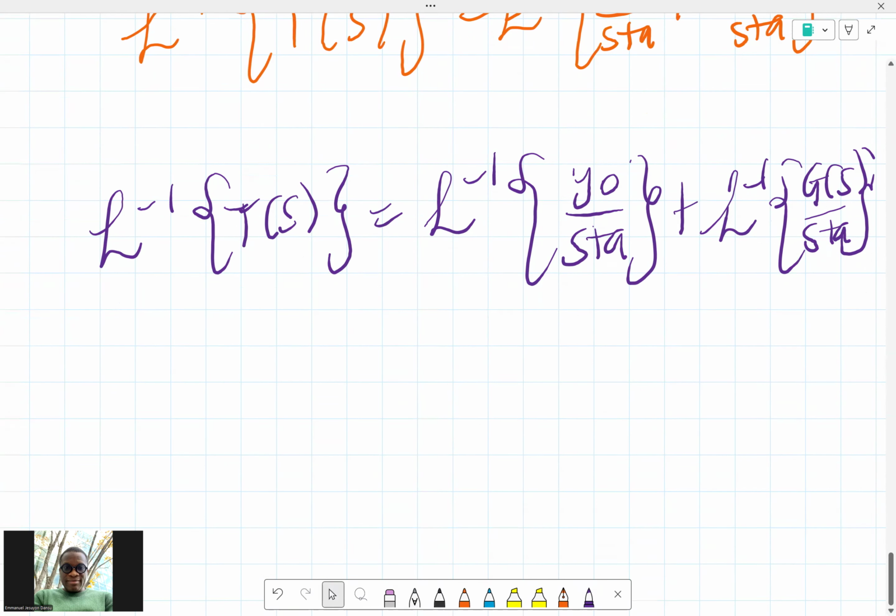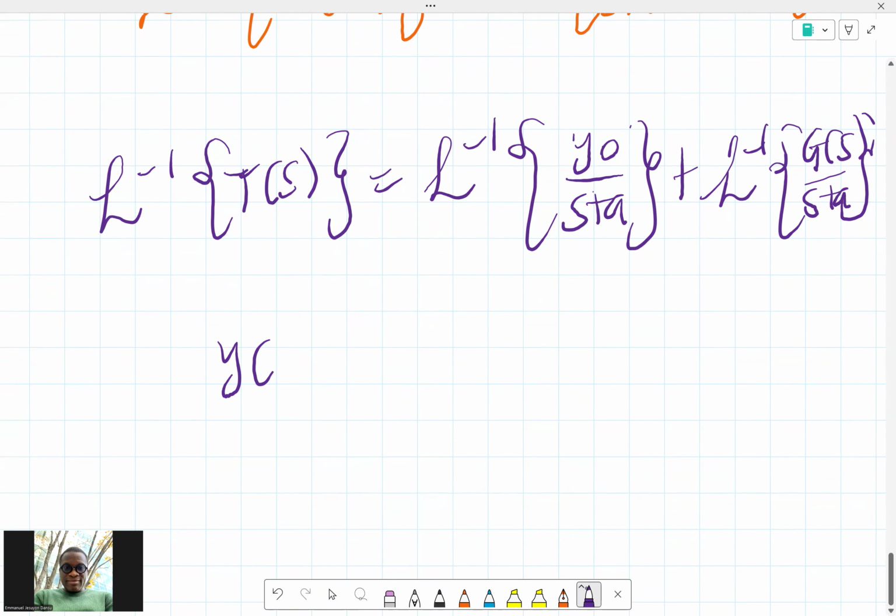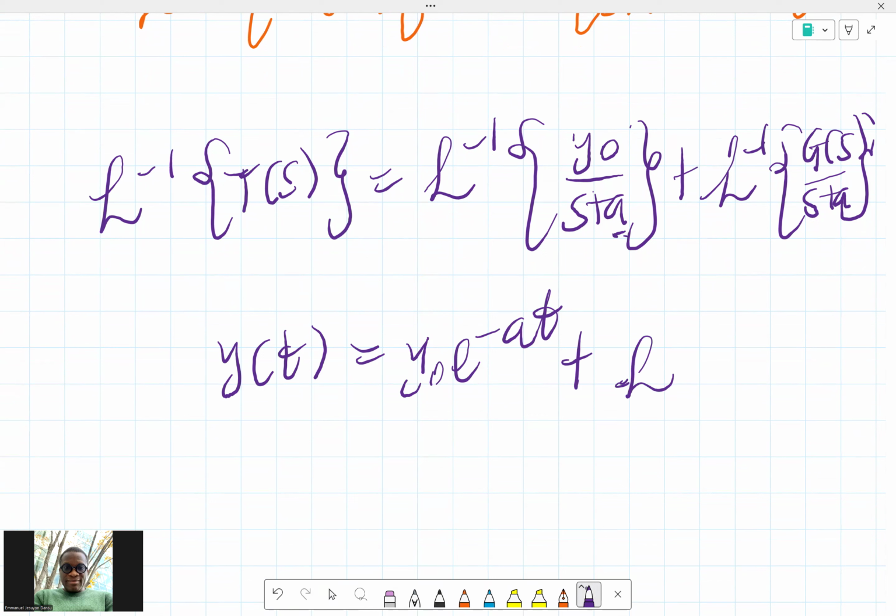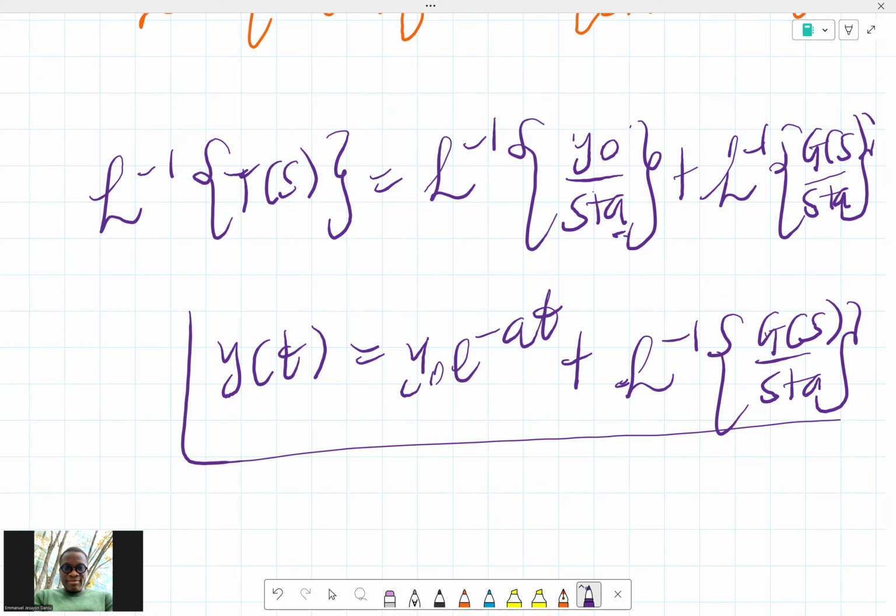So now Laplace inverse of y of s can just simply be y of t, and this is equal to Laplace inverse of y naught. Y naught is constant, so we just say y naught e raised to power minus at because of this a. We know the pattern, then plus, so this one now we can't factor it until we know what g of s is. So we can leave it as Laplace inverse of g of s all over s plus a. Until we know what that is, we can't really tidy that up as much as we should.